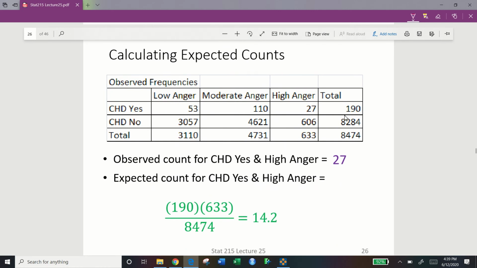Let's take a look at another example. Our observed count for having heart disease and high anger is 27. The expected count for having heart disease and high anger would be 190 multiplied by 633 divided by 8,474. This would give us an expected count of 14.2. Hopefully at this point you're saying this isn't too bad, it just may take some time.